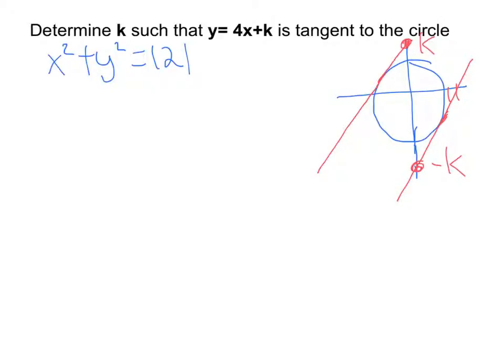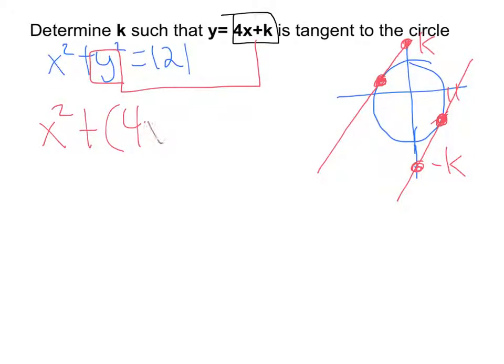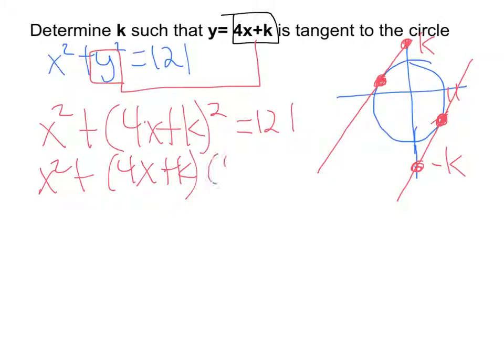We've got 4x plus k, and at the intersection points, right here and right here, the y value on the circle is exactly the same as the y value on the line. So I can do some substitution and replace the y value in the circle with the y value of the line. I have x squared plus, in brackets, 4x plus k, quantity squared, equals 121. Now I need to expand: x squared plus, with two brackets, 4x plus k, 4x plus k, equals 121.